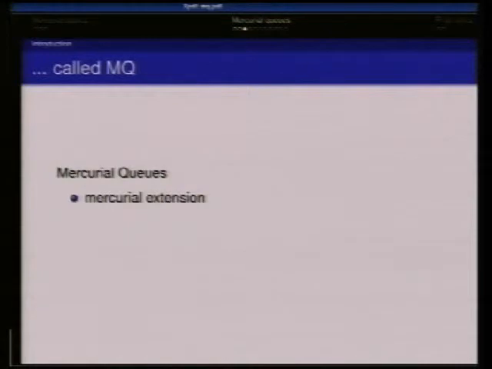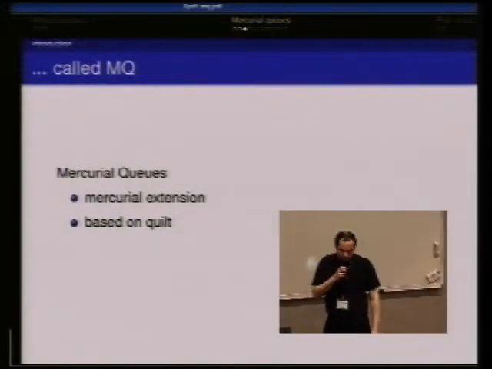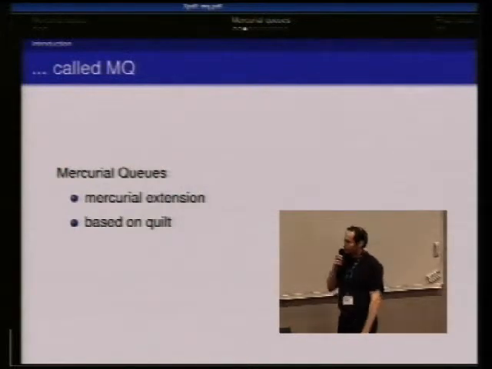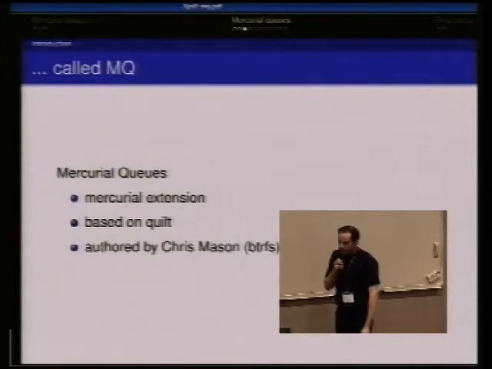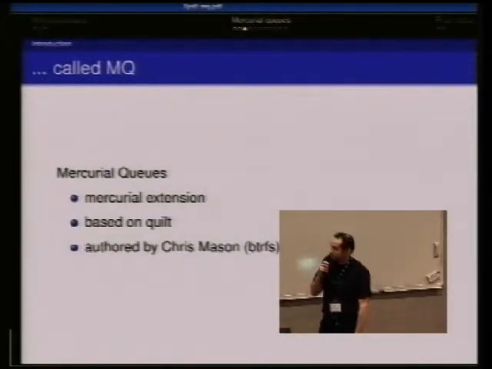Now, it's an extension, as most of the Mercurial, it's written in Python. It's actually distributed with Mercurial for some time by default. The original idea is based on Quilt, that was written by Andreas Grünbacher, I believe. And the extension itself was written by Chris Mason, who is also the author of BTRFS. That's probably what he's most known for, right?